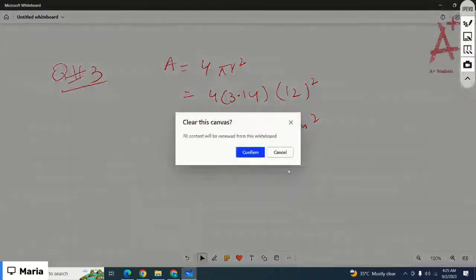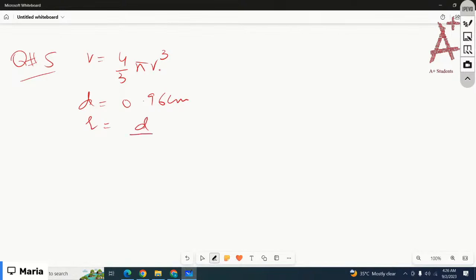Question number 5 it is. You have to calculate the volume. That would be 4 by 3 pi r cube, right? So you are given the diameter, right? That is 0.96 centimeter. You just calculate radius. That would be d by 2. That is 0.96 divided by 2 is 0.48.